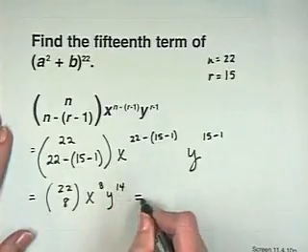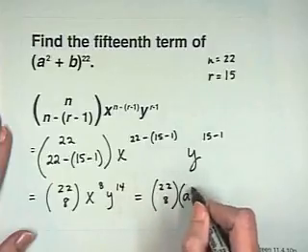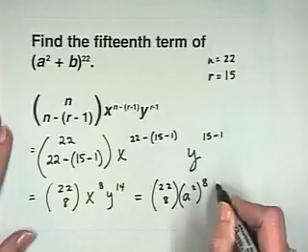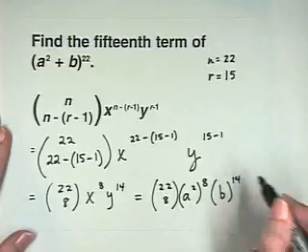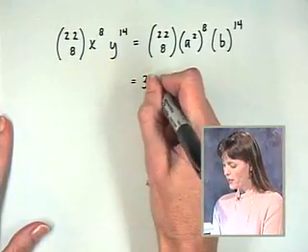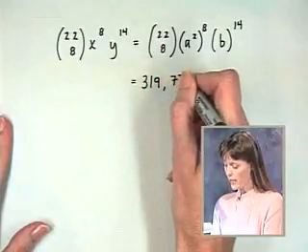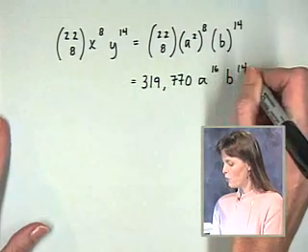Now, in our problem, x was actually a squared. So we're going to have a squared to the 8th power, and then our b value takes the place of y, and we have b to the 14th. Now, we're going to go to a clean sheet of paper in order to write down the final result here. You could be using your calculators in order to evaluate 22 choose 8. We are going to go ahead and say that the answer to this, though, is 319,770 times a to the 16th power, b to the 14th.